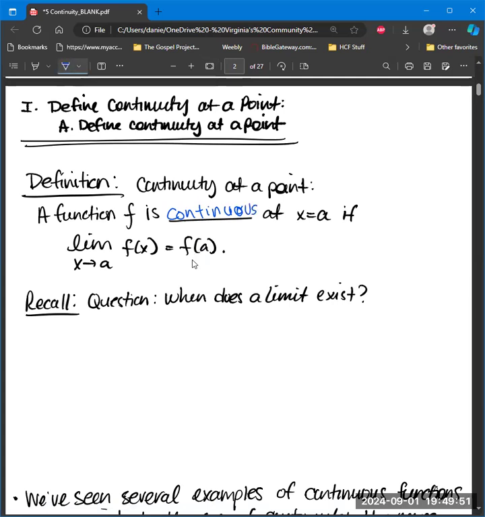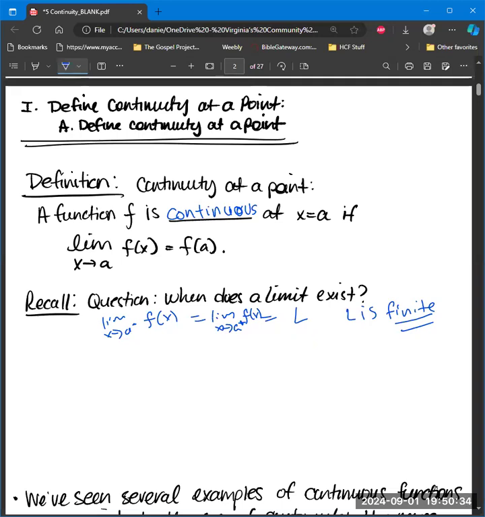So when does a limit exist? We need to remember that the limit exists when the limit as x approaches a from the left is equal to the limit as x approaches a from the right is equal to a finite value L. L is finite, right?